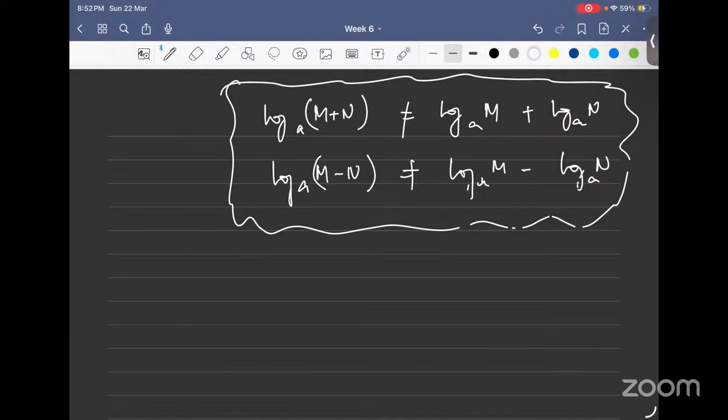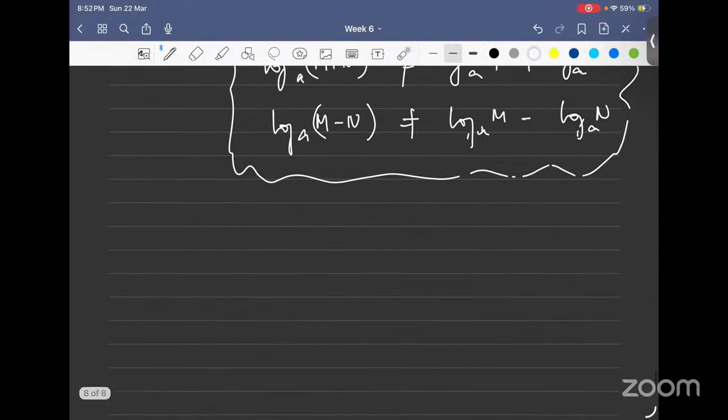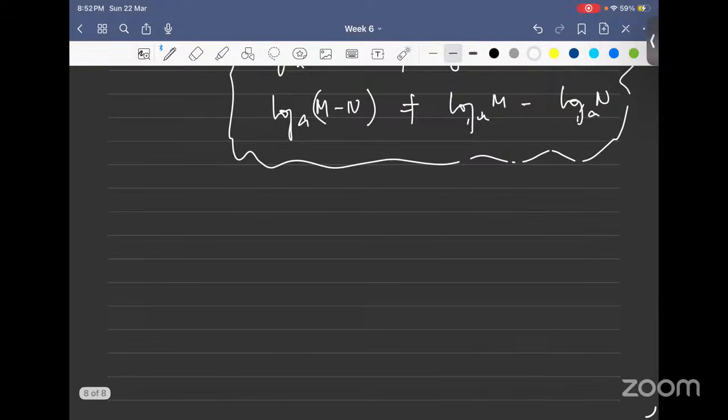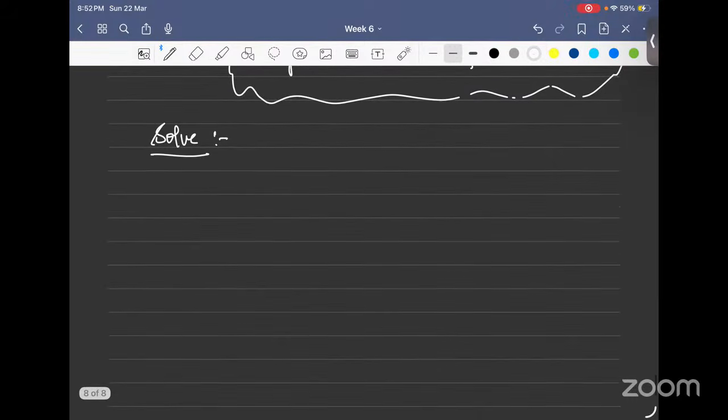Are the properties clear to you guys? Yes, sir. Okay, let's solve some problems using all these properties. If I have to solve this type of problem where twice log of x base 0.5 equals log of 0.25, what will be the value of x?